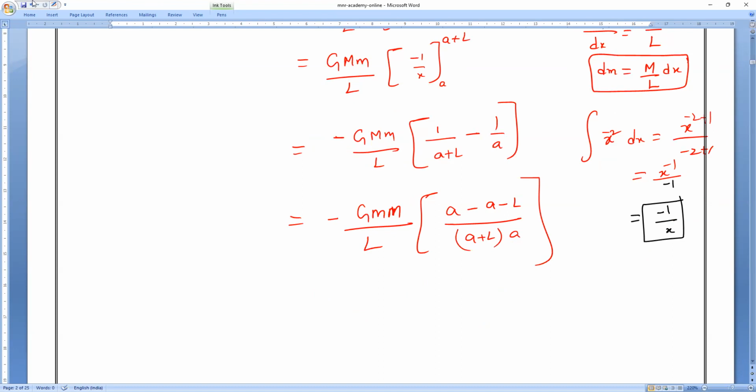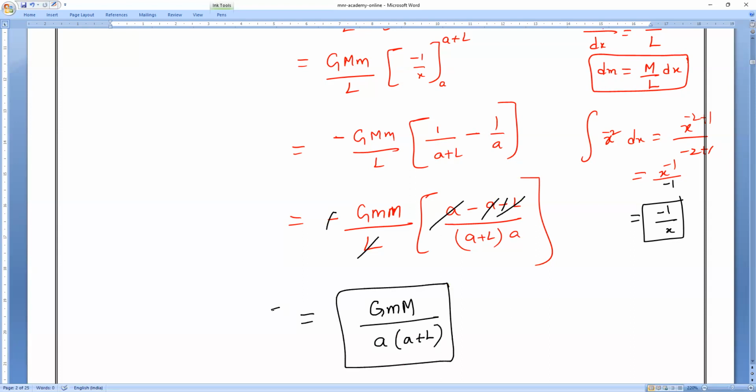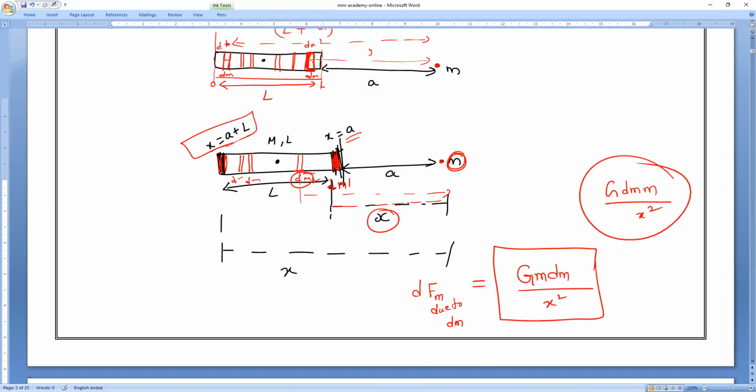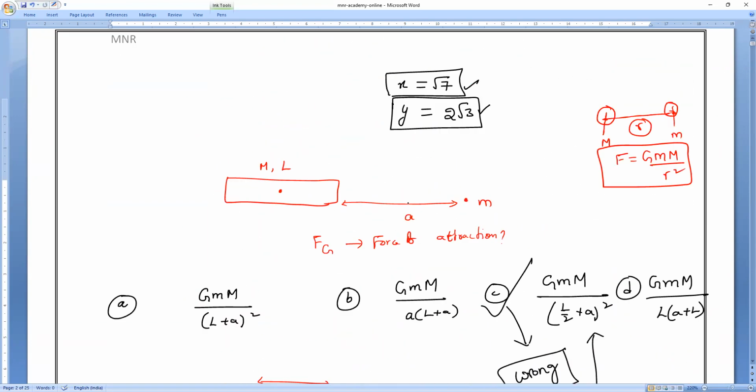What will happen, everyone? Many things will get cancelled. Anybody can tell? Minus a and minus L get cancelled, and this minus into minus will become plus, and the L terms will get cancelled. So what is the remaining? Capital G into small m into capital M divided by a into a plus L. So what is the option which is matching? Anybody? Verify it now.